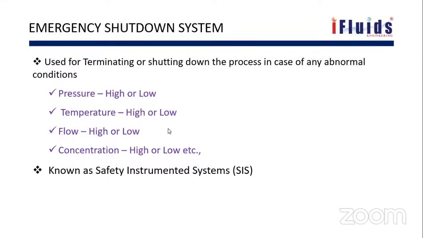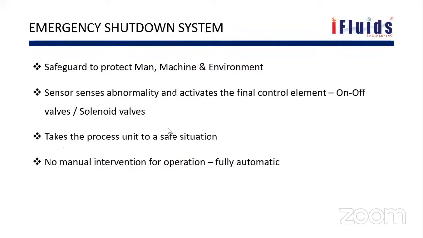In process safety terminology, it is also known as safety instrumented systems. That is, we have certain dedicated instruments for shutting down the unit, the process line, or equipment, maybe a pump or compressor, in order to prevent further damage, any damage. So this is the emergency shutdown system. The main purpose is to safeguard man, machine, and environment.